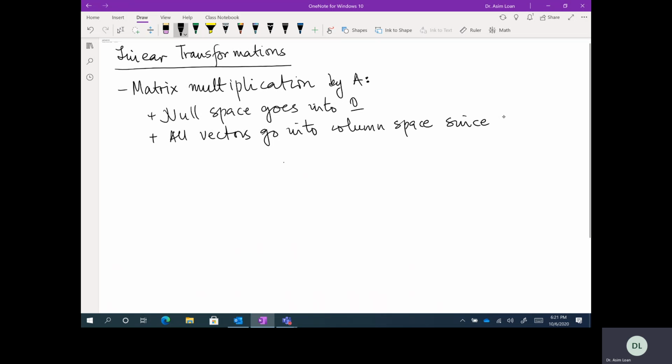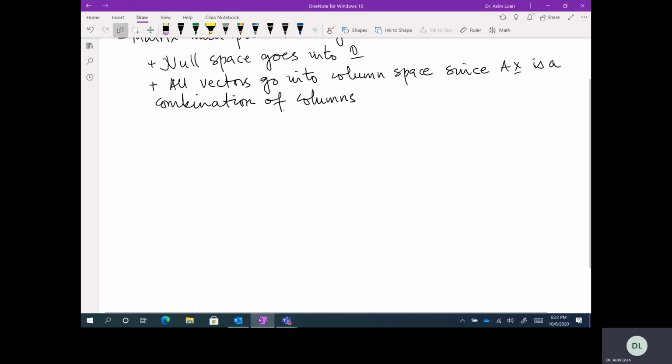Since Ax is a combination of columns. Okay, and remember A is m by n and x is an n-dimensional vector.